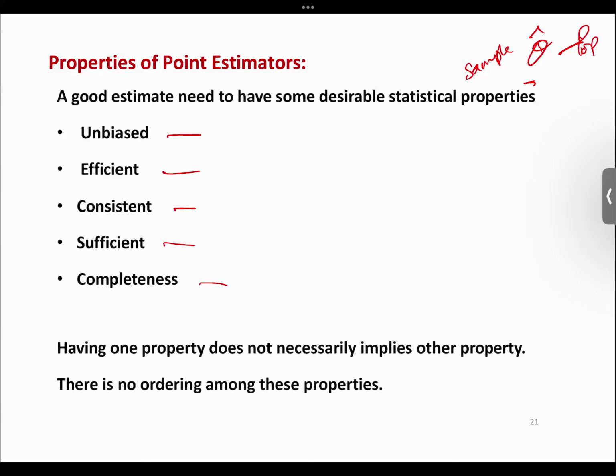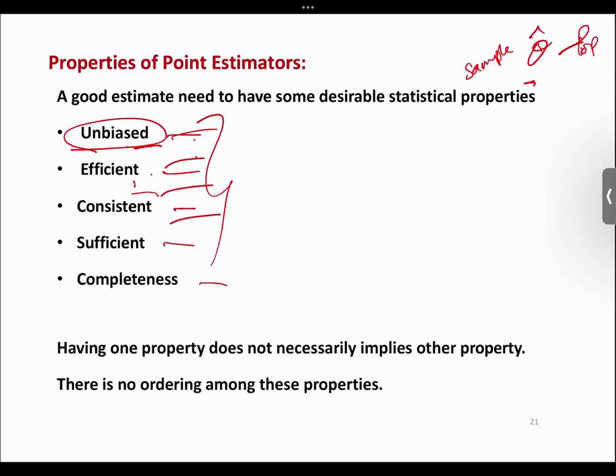All of these characteristics are independent from each other. Let's say your estimate is unbiased, it doesn't mean that the estimate is efficient. Sometimes a biased estimate would be the most efficient estimate. So just satisfying one of these characteristics doesn't mean everything else is satisfied. Each of these is independent on its own.